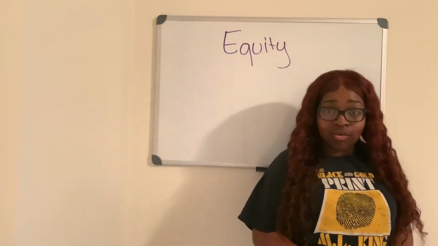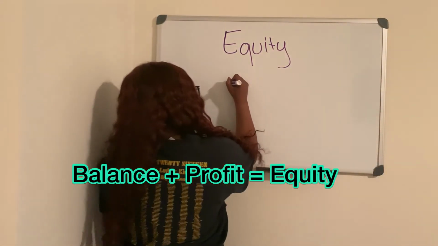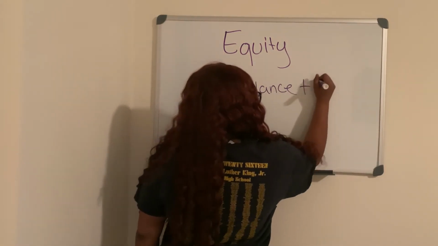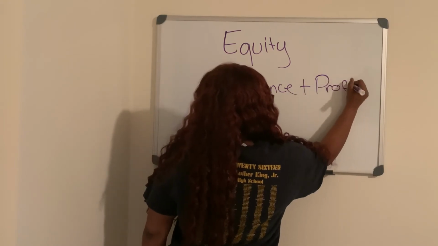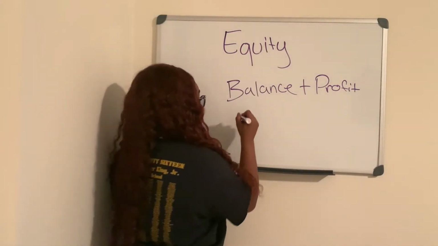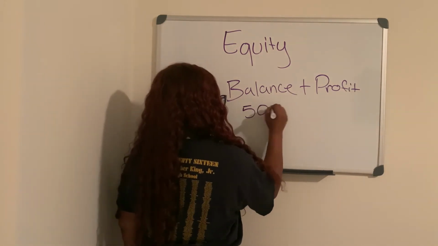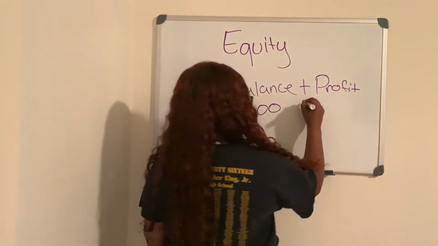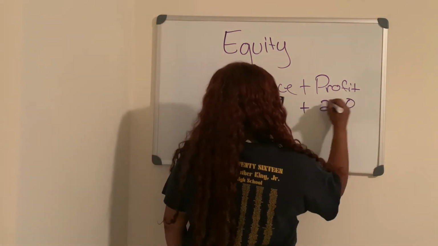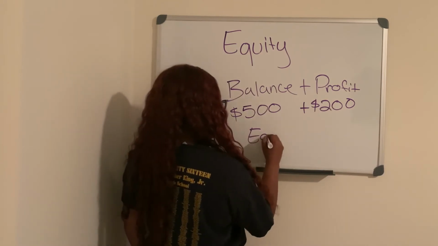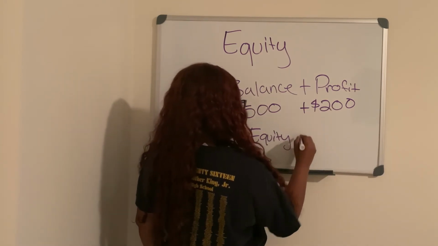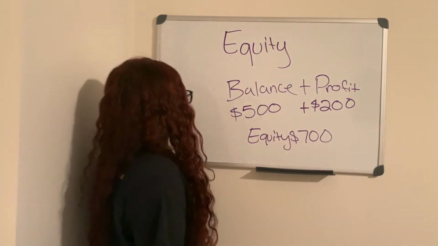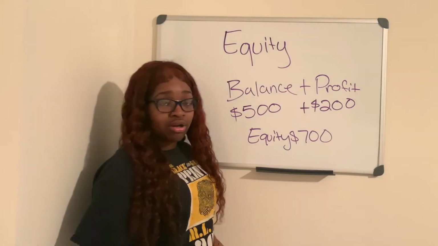Next word we have is equity. Equity is your balance plus profit. Let's say the balance in your trading account is $500, and you are currently in a trade and you are in profit $200. Your equity would be $700. Boom. Simple. Equity is just the balance plus your current profit in your trade.